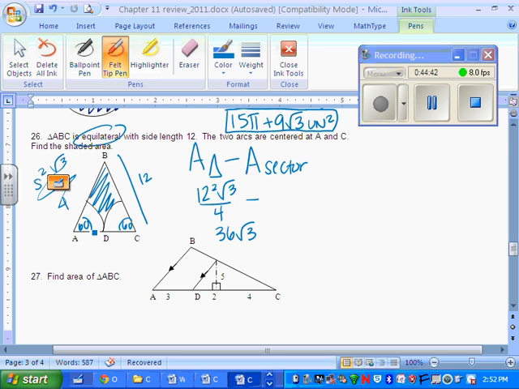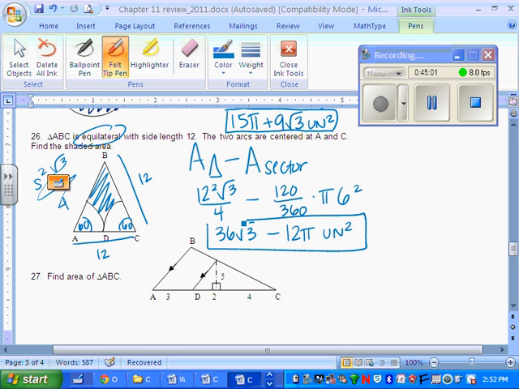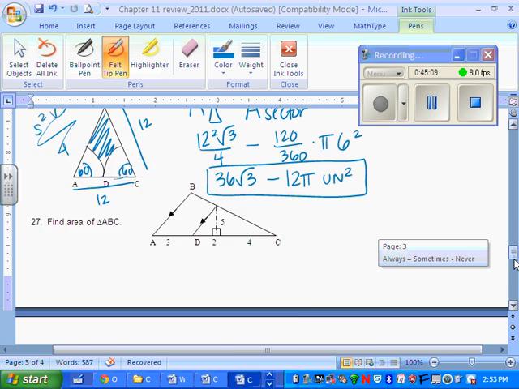Sector, now I know that 60 and 60 make 120 degrees. 120 over 360 times pi. Radius, so each side is 12. My radius is 6. Pi squared. So that calculates out to 12 pi. And units squared, that's my answer. I could also think of it as two sectors, one being 60 degrees, another one being 60 degrees. So that's why I'm going to multiply this by 2.